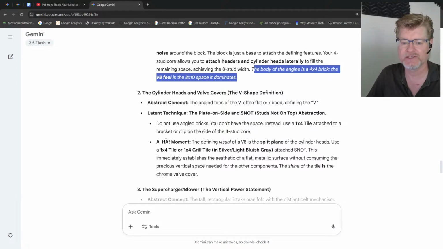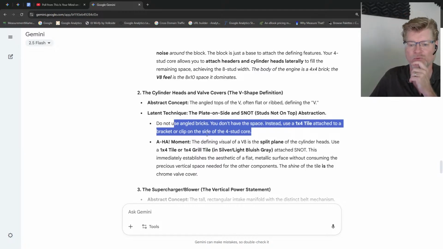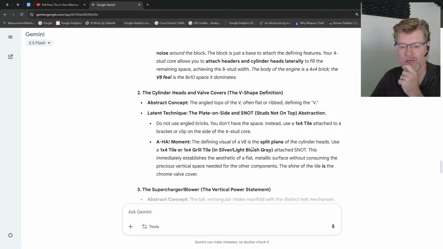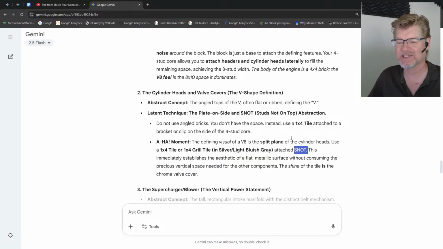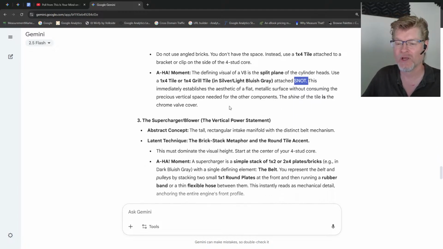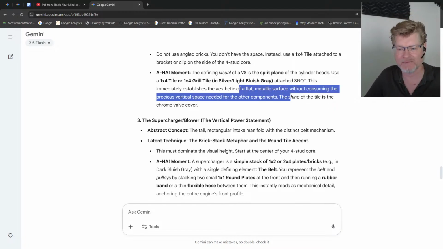Here's the cylinder heads. So do not use angled bricks. You don't have the space. Instead, use a 1x4 tile attached to a bracket or clip on the side of a 4x4 brick. The defining visual of the V8 is the split plane of the cylinder heads. Use a 1x4 grill tile in silver, light bluish gray. So I would imagine a Lego builder knows what that stuff means, and they go, whatever. Surface SNOT, I have attached SNOT. I have no idea what that is. I'm going to assume it's a Lego thing. But it's pretty interesting. The shine of the tile is the chrome valve cover, right? So it's literally giving you how to do the metallic stuff.